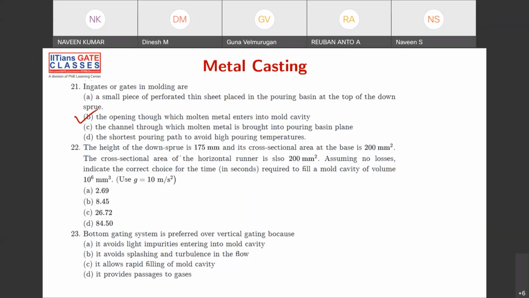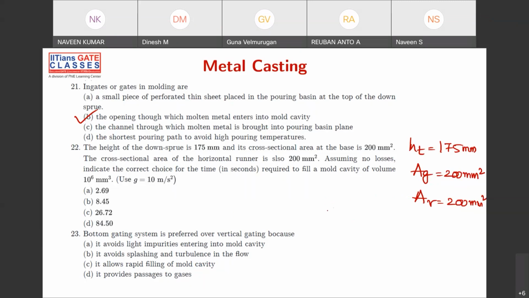So what is this? Height of the down sprue HT is how much? 175 mm, right? And the cross-sectional area at the base AG is 200 mm square, fine. And the cross-sectional area of horizontal runner AR is 200 mm. And no losses, indicate the correct choice for the time required to fill a mold cavity of volume, assuming the correct choice for a time.